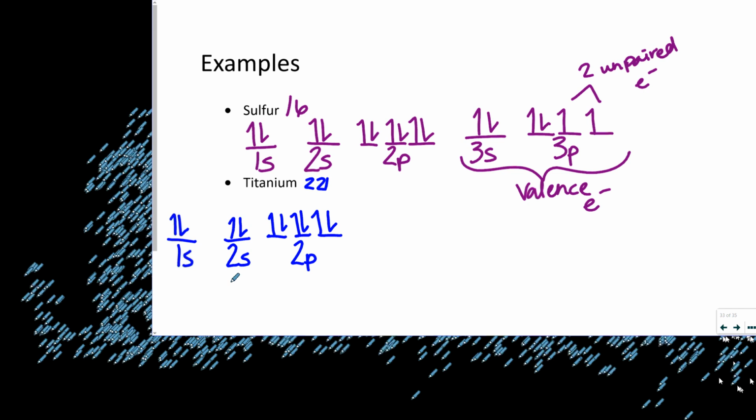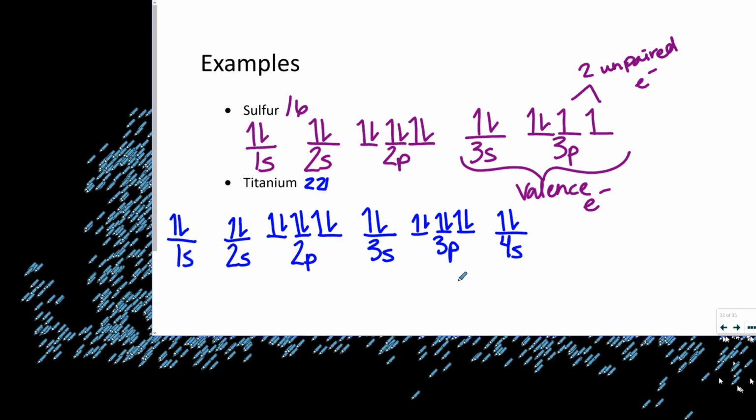After 2p comes 3s. That has 1 orbital and it can hold 2 electrons. So now we have 10 left. After 3s comes 3p. And we said that has 3 orbitals and can hold 6 electrons. So now we've drawn 18 electrons and we have 4 left. After 3p comes 4s. And that has 1 orbital and can hold 2 electrons. Then I have 2 electrons left.